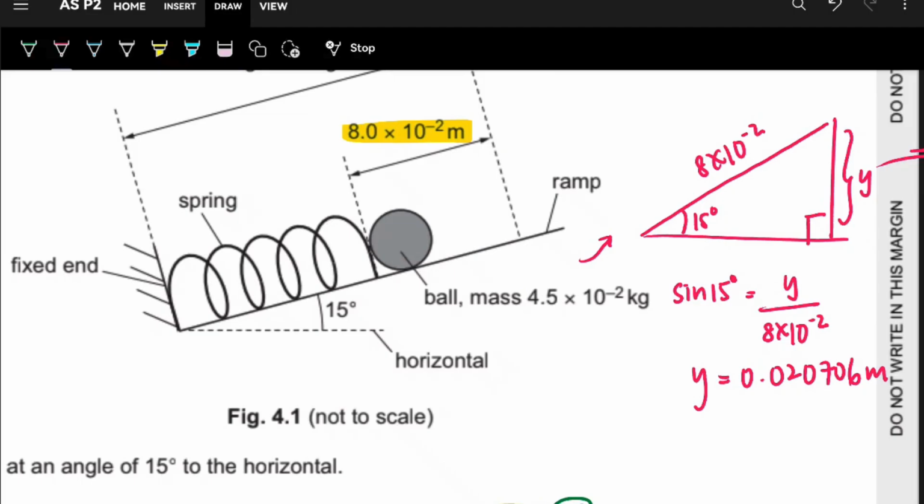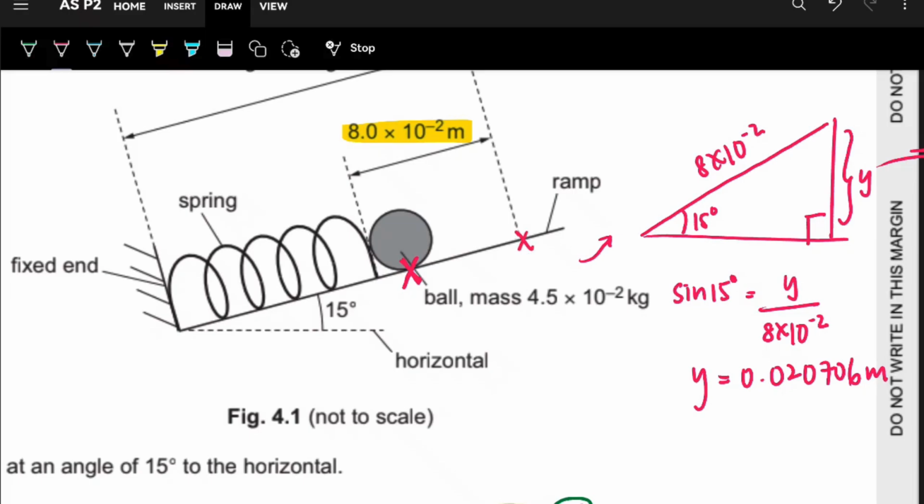Initially the ball was here. Wait, just now I think I made a mistake saying the ball was here. Apologies for the mistake. The ball is actually here. But other than that, the calculation is still the same. It is still 15 degrees here. It is still using the same maths knowledge. Anyway, initially the ball was at this point and it moves up to this point.